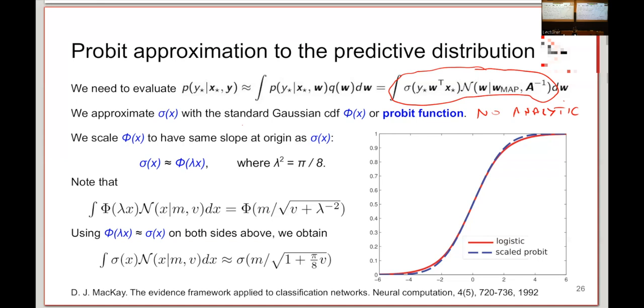Let me see. So we have lambda equal to zero. This is just a straight line. Lambda equal to infinity, then this is like a step function. And then for something in between, we'll have something smooth. And we want this probit function scale to have the same slope at the origin as the logistic. And we see here when that happens that the two functions are very close to each other.